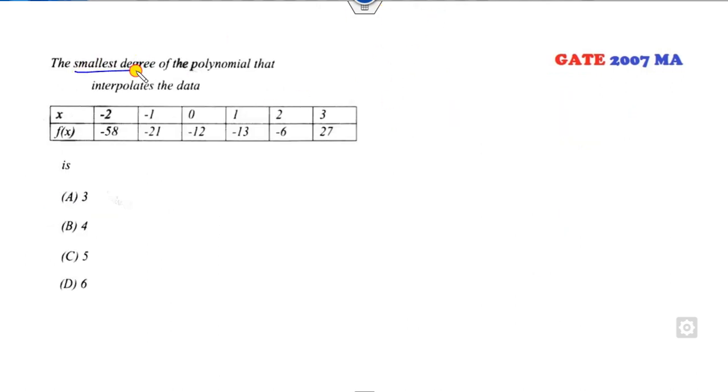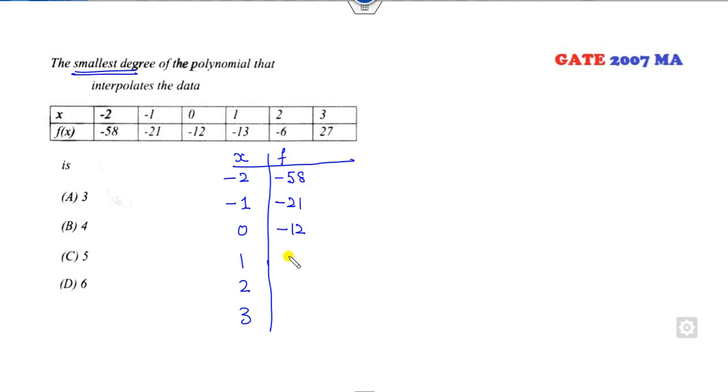Okay, your target is to find the smallest degree of the polynomial. Again, very simple, you can write x and fx, minus 2, minus 1 of this. Fine. Fx, minus 58, minus 21, minus 12, minus 13, minus 6, plus 27. Now you can see they are equally spaced. Once they are equally spaced, then it's easy to find this polynomial. So you can subtract them. It will be 37. Subtract them, 9, minus 1, 7, 33.